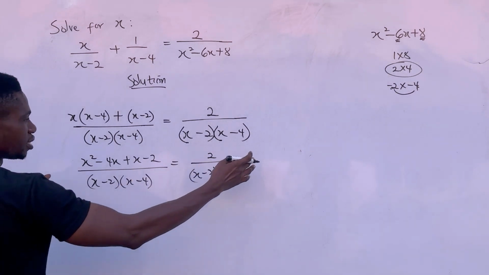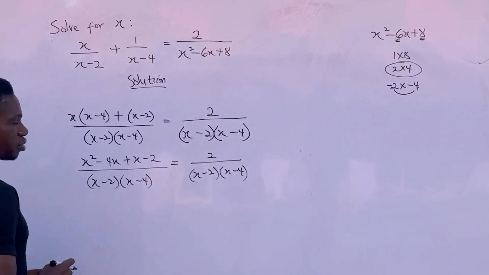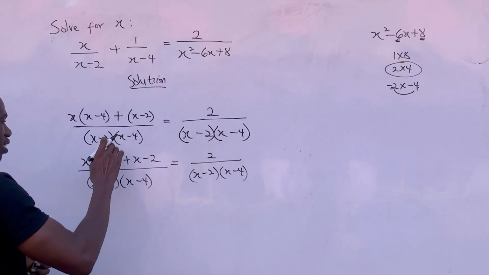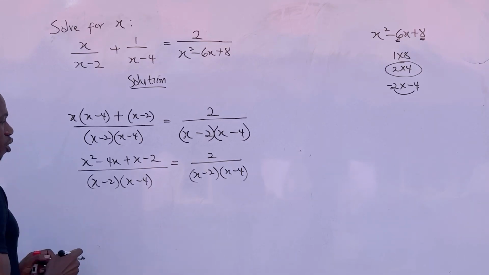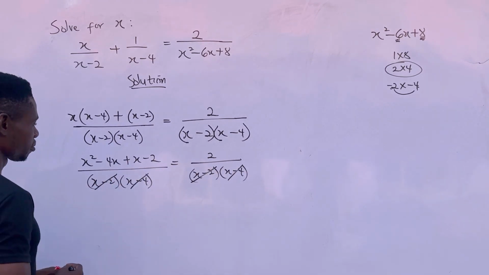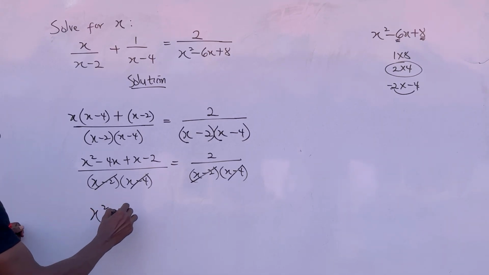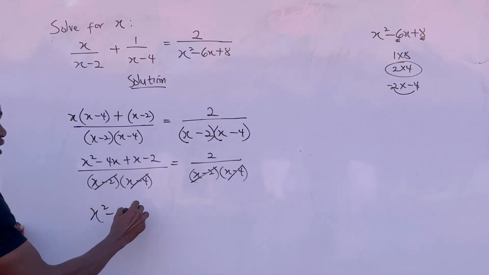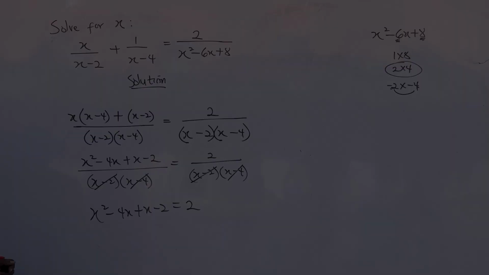Now, if you look at this very well, this denominator here and this denominator are equal. What it means is that the numerators have to be equal. Or in simple terms, this cancels this and this cancels this. So what we have left is x squared minus 4x, plus x minus 2 equal to 2.